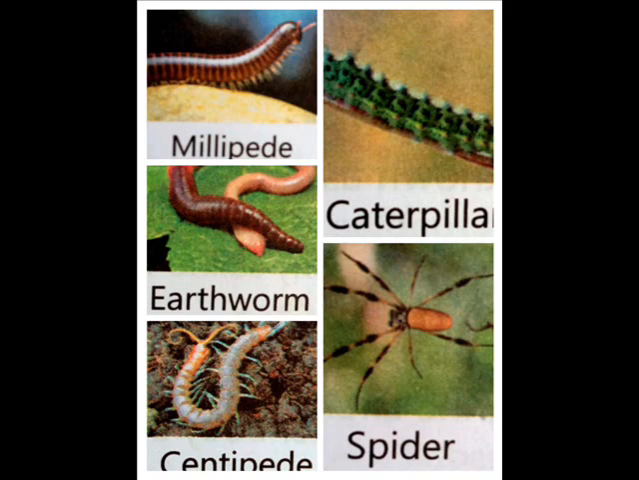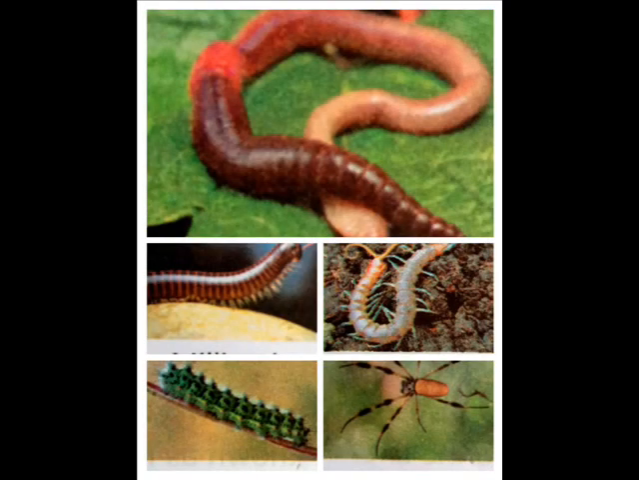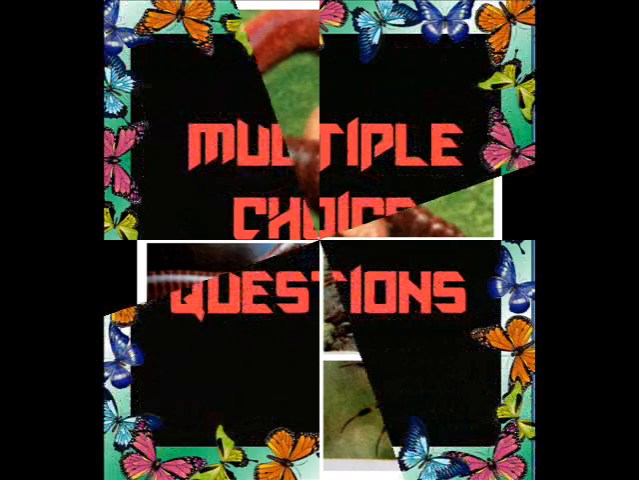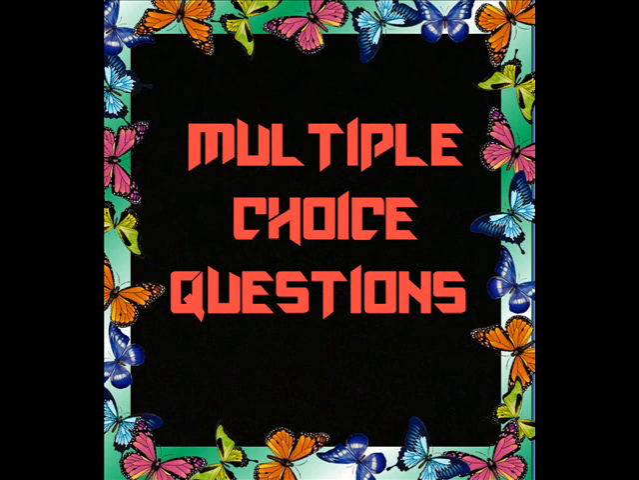Dear students, millipede, spider, caterpillar, centipede, and earthworm are some creatures misunderstood as insects. What are they? Millipede, spider, caterpillar, centipede, and earthworm. They are not insects.